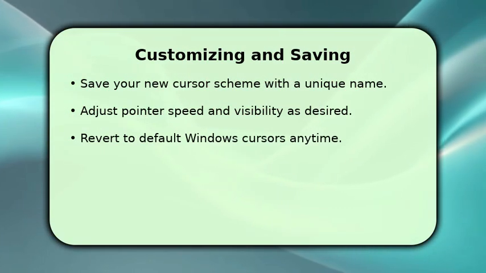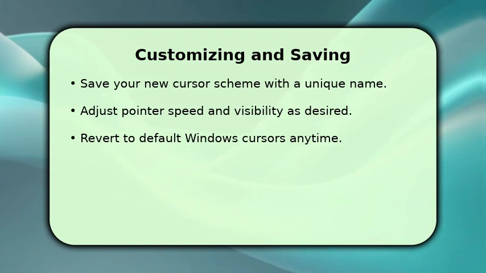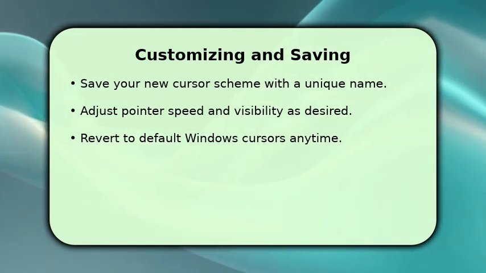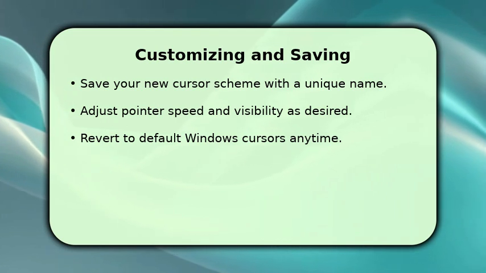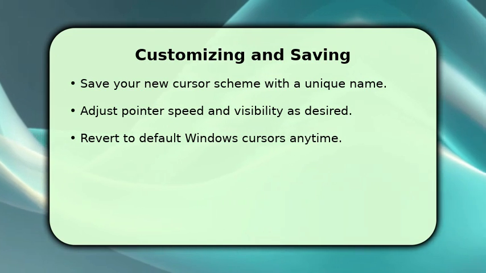After assigning all your new Mac cursors, it's important to save your changes. Click Save As and give your new cursor scheme a memorable name, like Mac Style. You can also adjust the pointer speed or enable pointer trails from the Pointer Options tab if you wish.